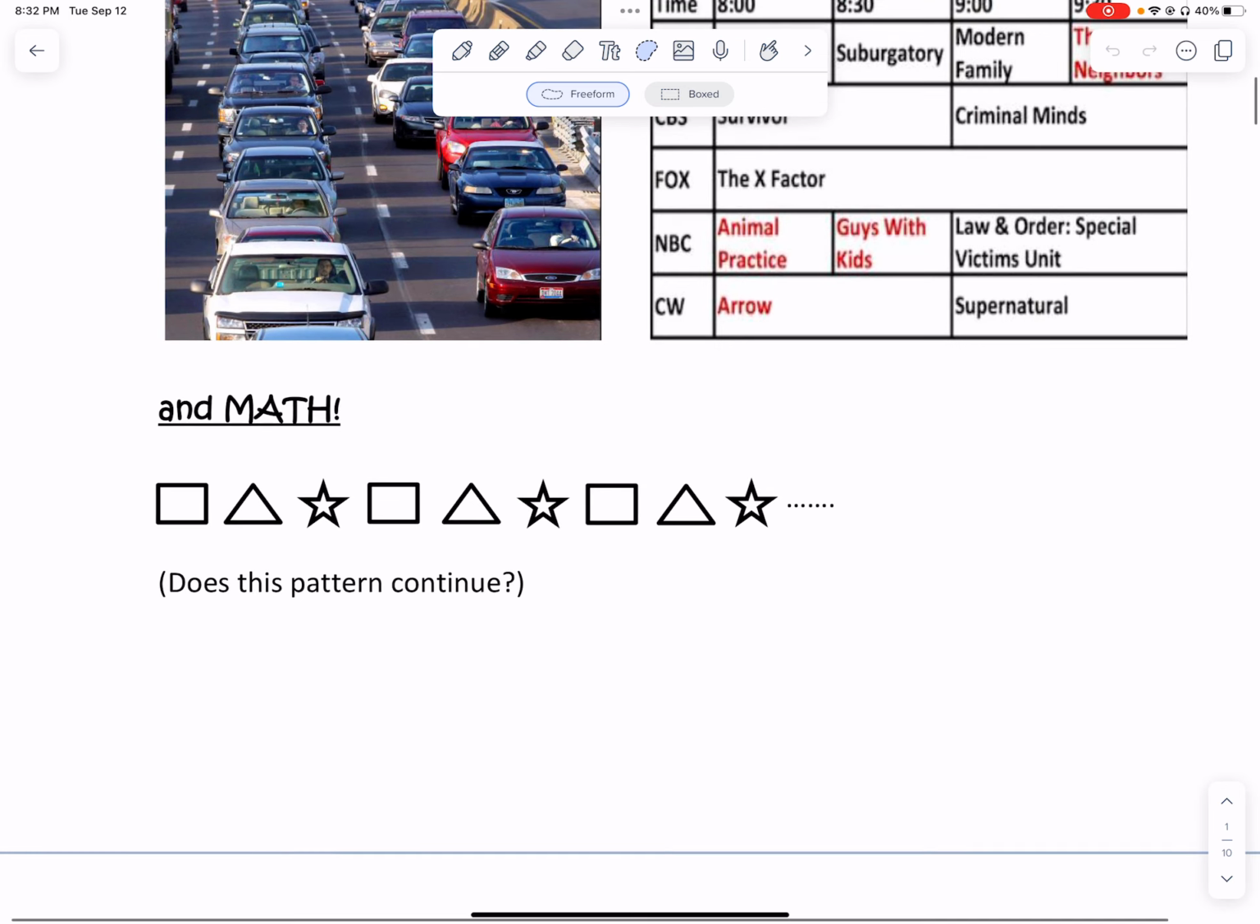So is this a pattern? Does it continue? We've got a square, then a triangle, and a star. Square, triangle, star. Square, triangle, star. We could keep going on with that pattern.